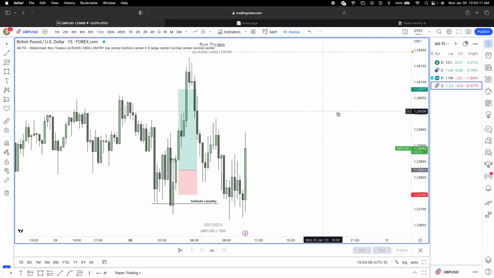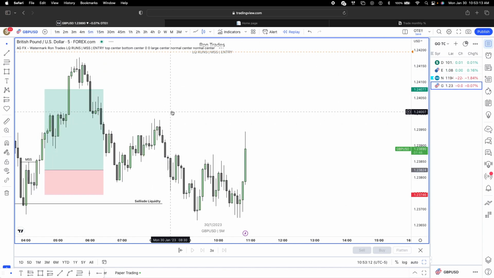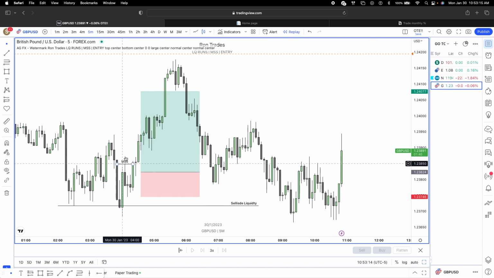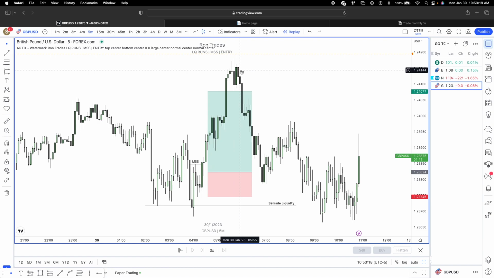Once again, GU sell side liquidity raid here during London session. Sell side raid, market starts to shift here, and we rebalance back up, and I had a nice 2.5% gain.